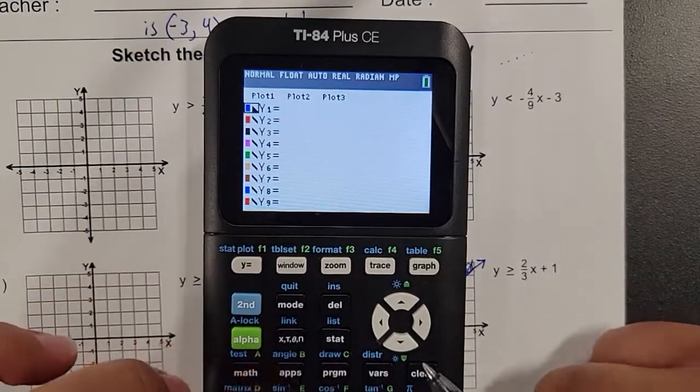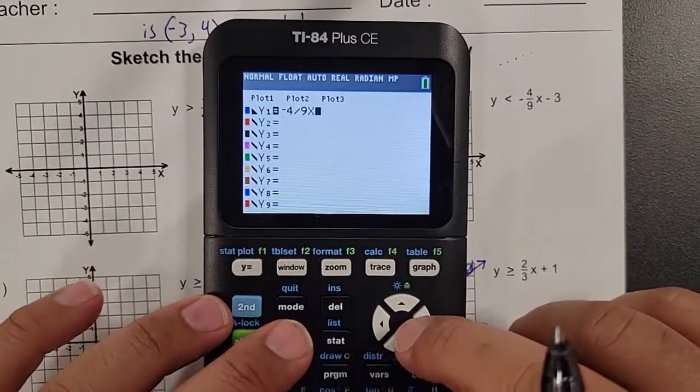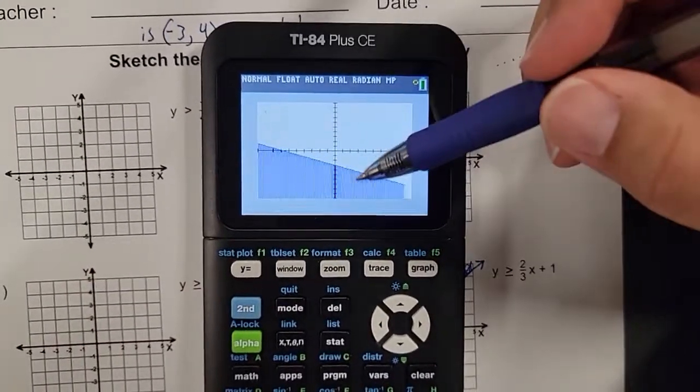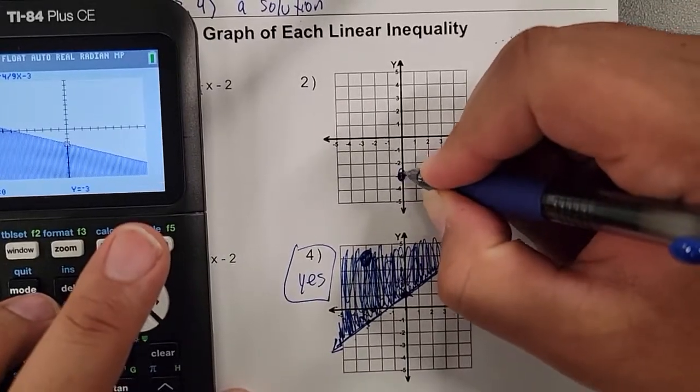Just type it in: negative 4 divided by 9, x, oops, negative 4 divided by 9 x minus 3, right? Push trace. So we get this point, 0, negative 3. 0, negative 3, that's a point.